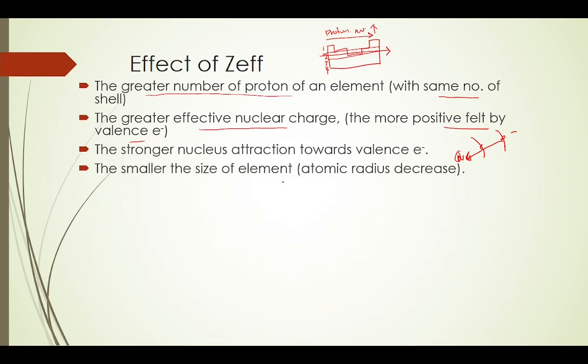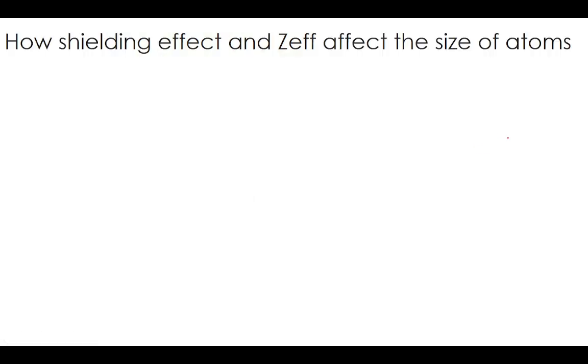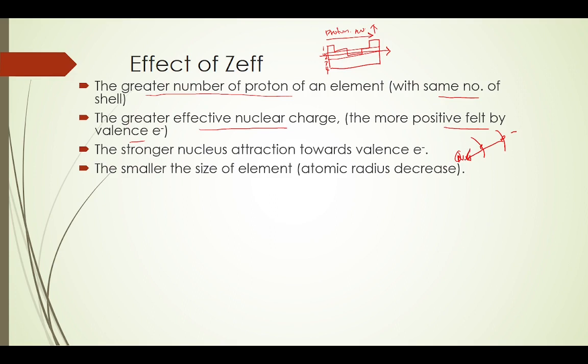Stronger nucleus attraction towards the valence electron gives a smaller size of the element. Because of this stronger nucleus attraction, the electron may move closer to the nucleus. Maybe this is the actual position of the electron after it is attracted strongly by the nucleus due to the higher Z. Because of this, the size of the element decreases.